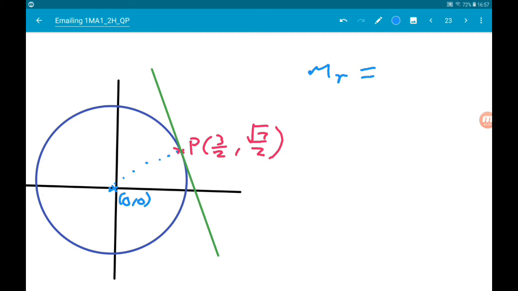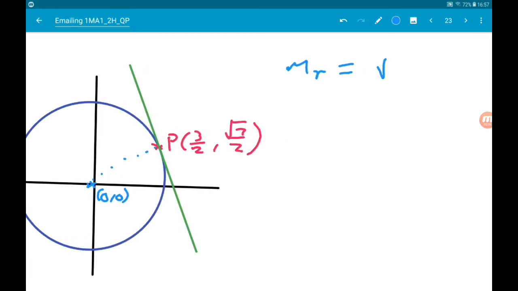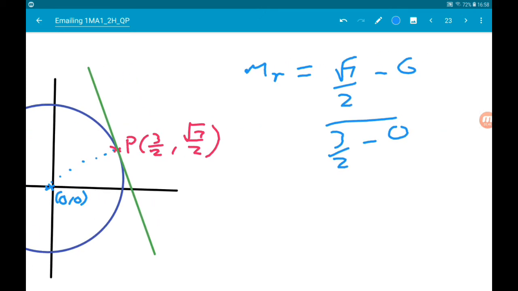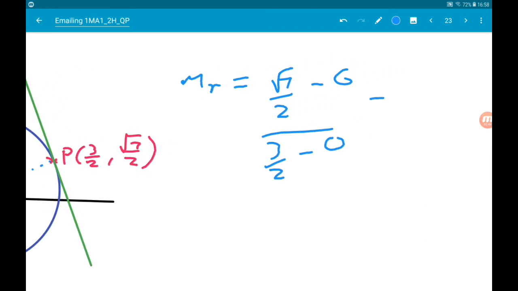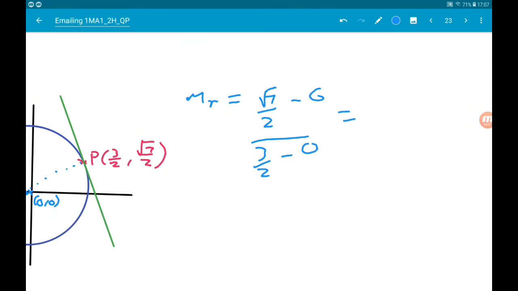Gradient, again, is difference in y over difference in x. So that's just going to be root 7 over 2 minus 0 over 3 over 2 minus 0, and that's just root 7 over 2 over 3 over 2. So that's just going to give us root 7 over 3.